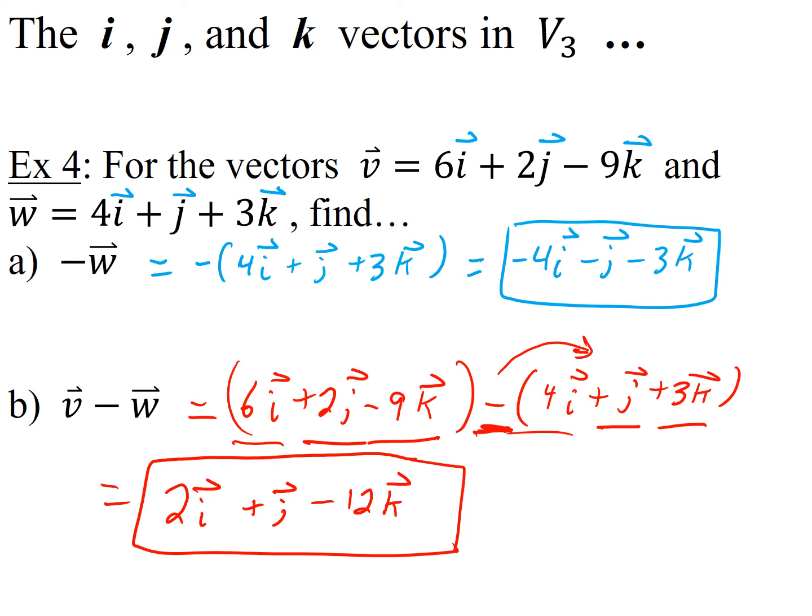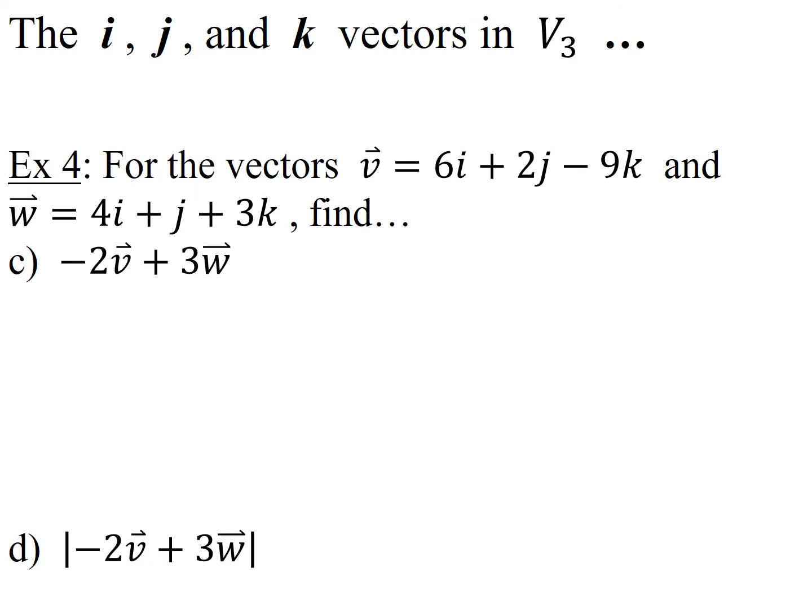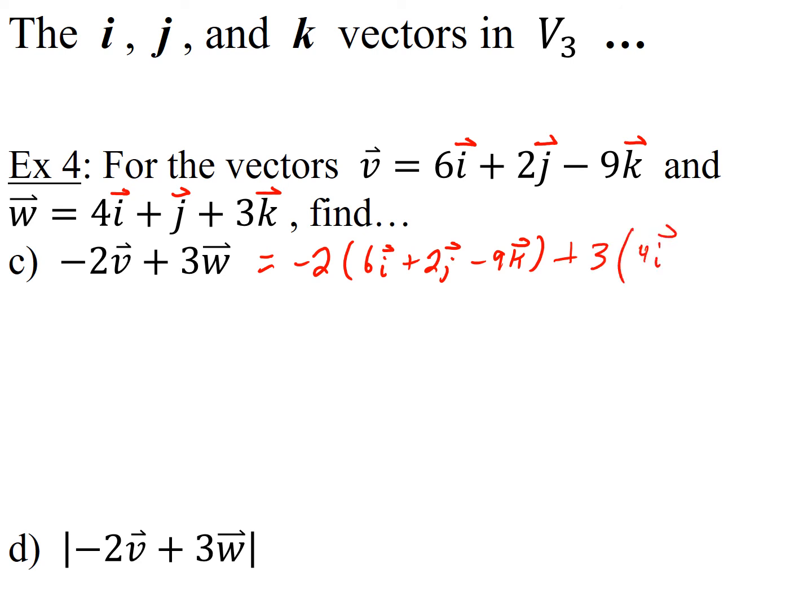Okay, a couple more little examples on this one. Once again, I lost my arrows. So part C is asking you to find a linear combination. Linear combination means, again, multiply a vector by a number, multiply another vector by another number, and then add them. So we're going to do -2 times the vector v. And again, this times is scalar multiplication. And then plus 3 times the other vector, 4i plus j plus 3k.